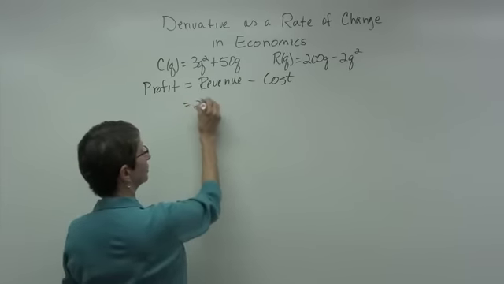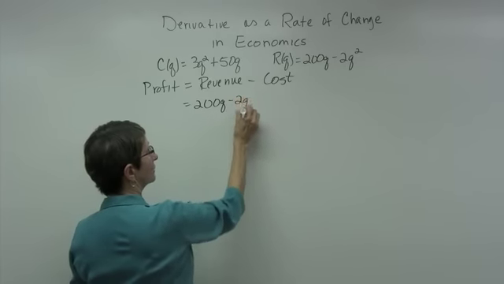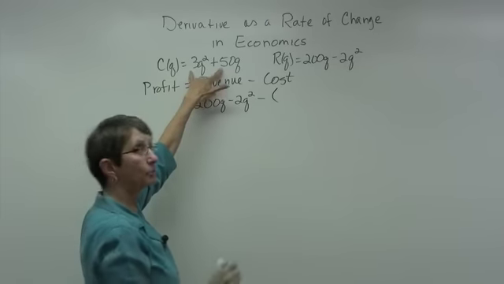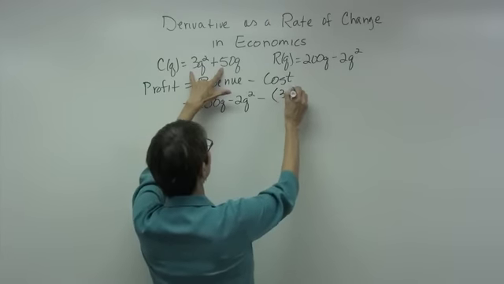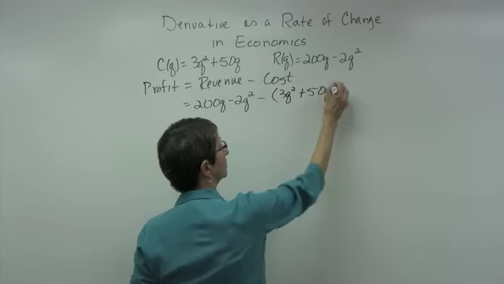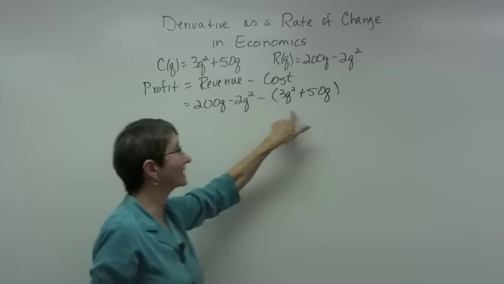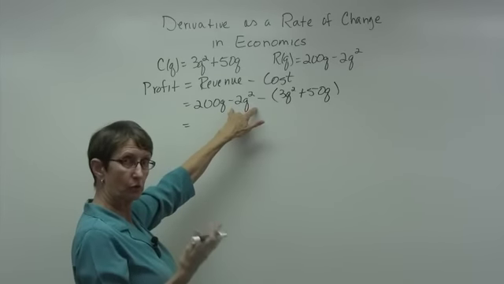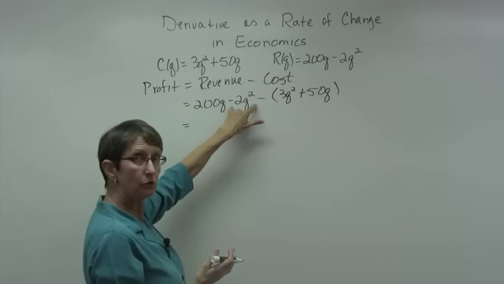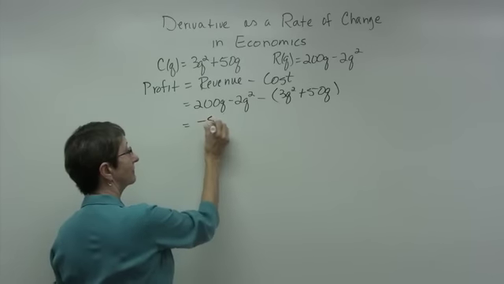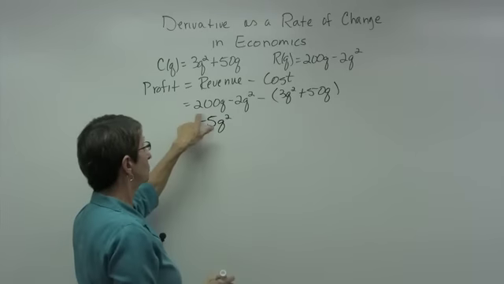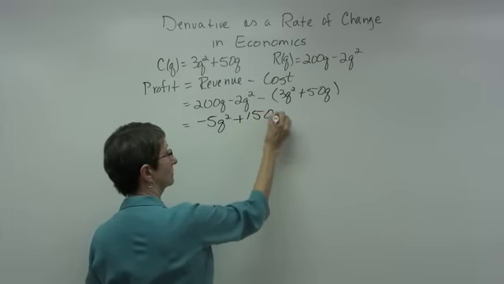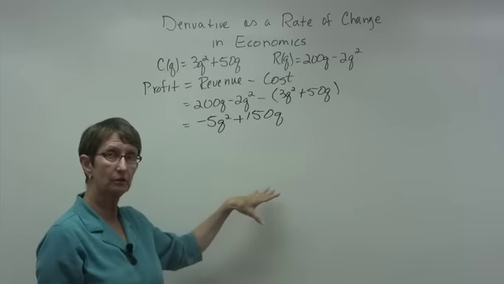So let's put 200Q minus 2Q squared minus, and now for cost, I'm going to put the cost in a parenthesis, 3Q squared plus 50Q, because we have to be sure that we subtract everything that's cost. So let's go with the negative 2Q squared first, higher power first. Negative 2Q squared minus 3Q squared is negative 5Q squared. 200Q minus 50Q is a positive 150Q. So this is our profit function.